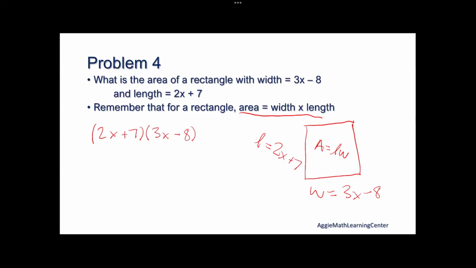Okay, and then we'll do exactly what Kenna did earlier. We'll distribute this one to here, and then here, and then we'll distribute the 7, the 3x, and the 8. So 2x times 3x is going to be 6x squared. And then 2x times that negative 8 is going to give us a negative 16x. And then 7 times 3x is going to give us 21x. And 7 times 8 is negative 56.